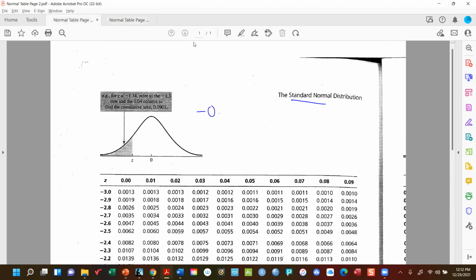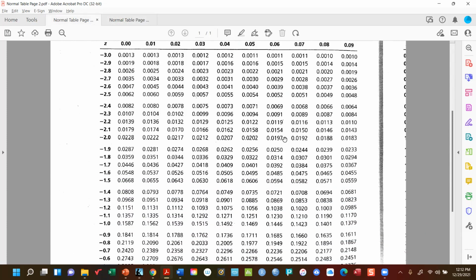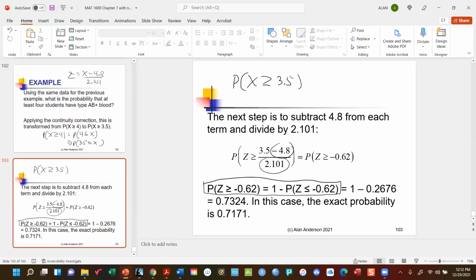So negative 0.62, of course, can be decomposed into negative 0.6 plus 0.02. And we'll end up with, right about here, just barely fits. Negative 0.06, 0.02, 0.2676. So 1 minus that, of course, would therefore be 73.24.